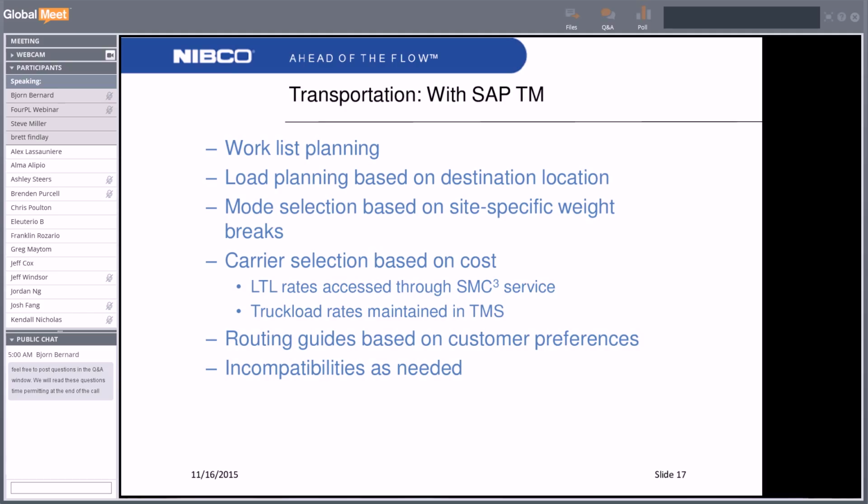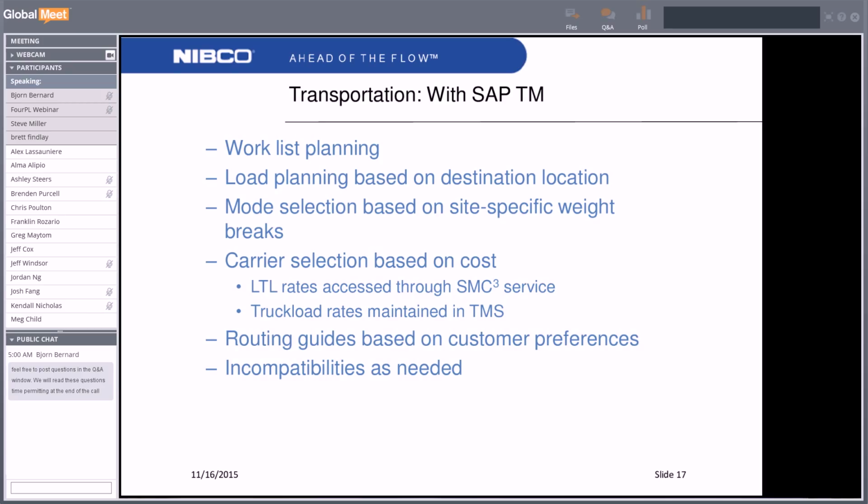Each site has their own predefined weight breaks assigned to resources that TM uses to determine the mode of transport. They do have the flexibility to bump a shipment up a mode if they need to. If they have bulky product, for instance, they don't necessarily need to ship it as an LTL shipment or a parcel shipment. They can bump it up a mode. Additionally, we've built a rule for one of our sites to exclude bulky product as a parcel shipment altogether.